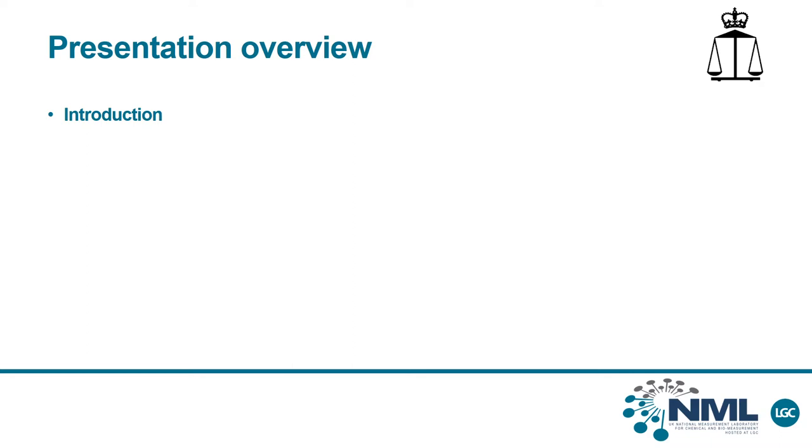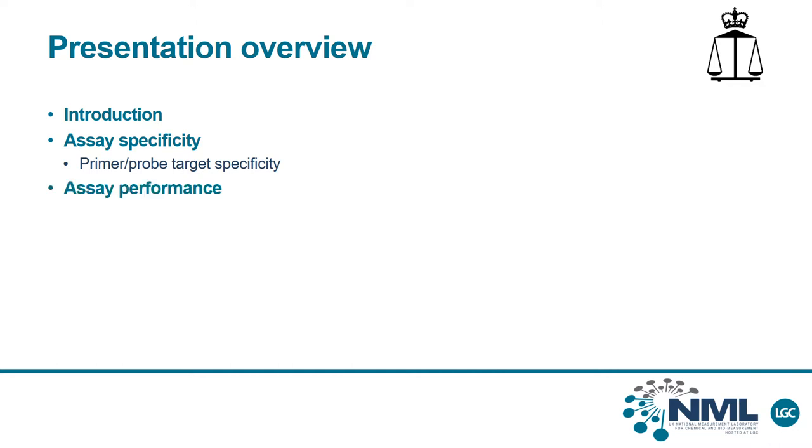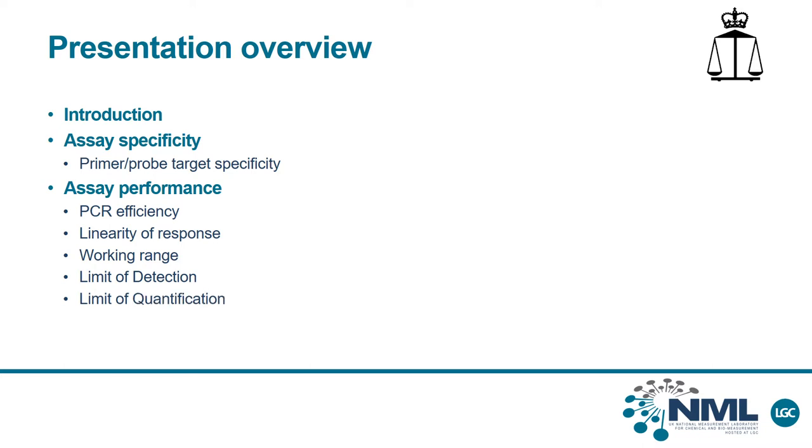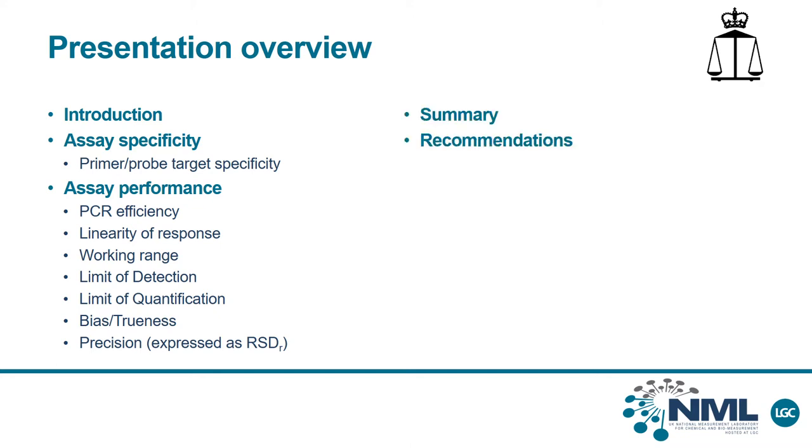The topics covered in this presentation include how to assess the specificity of a quantitative PCR assay for a DNA target, how to calculate the PCR efficiency and linearity of measurement response, and how to determine the working range, limits of detection and quantification. Bias and precision of an assay are also discussed. A summary of the topics covered and the recommended acceptance criteria for the parameters evaluated will be provided towards the end of the presentation, along with a list of useful resources and reference documents.